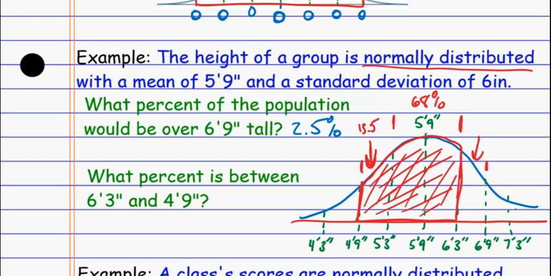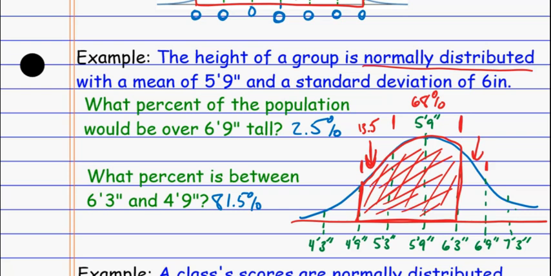Which means the total area that I have is the 68 plus the 13.5. That's going to be 81.5%. And this can become a little bit confusing as we're looking at all those little pieces. But again, there's lots of ways to approach this. I could also do it this way.